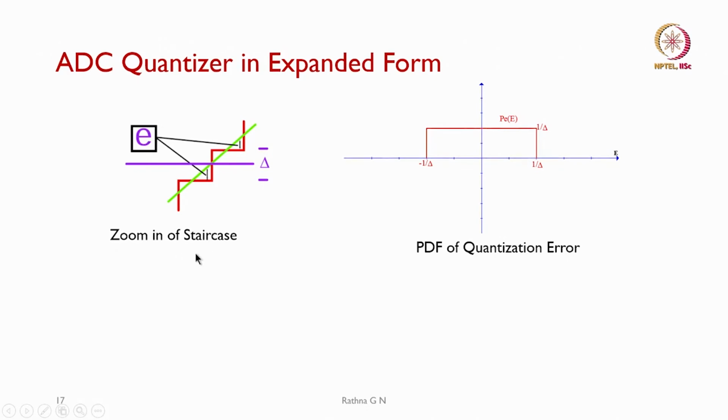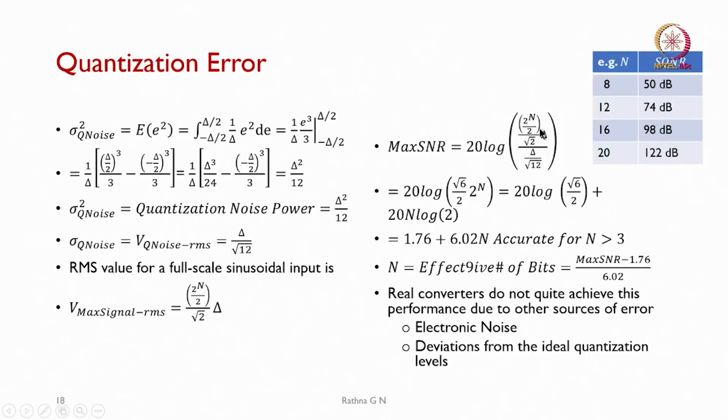This represents a zoomed-in staircase. If we consider the PDF of the quantization error, I will represent it from minus delta by 2 to delta by 2, and the expected value P of E is 1 by delta. So, coming to the quantization error, how are we going to calculate it?